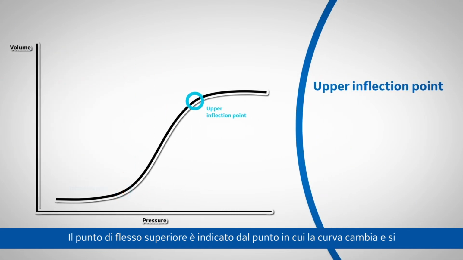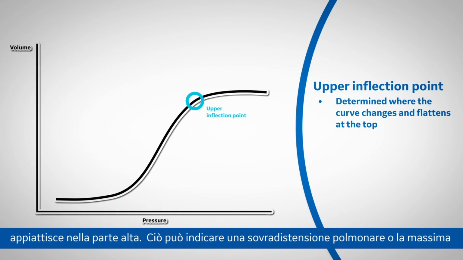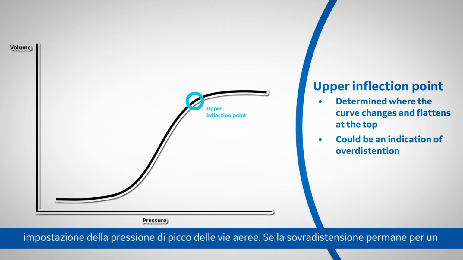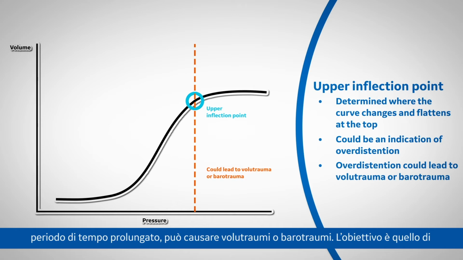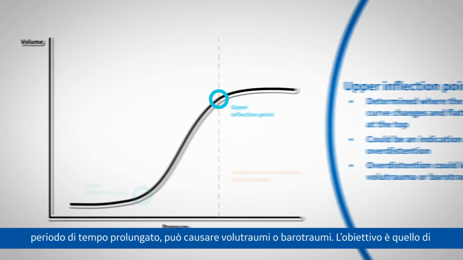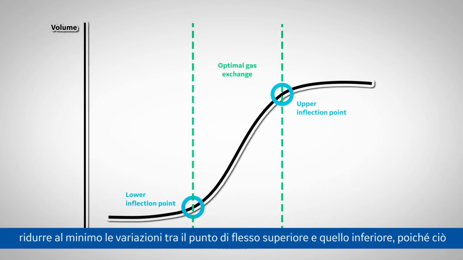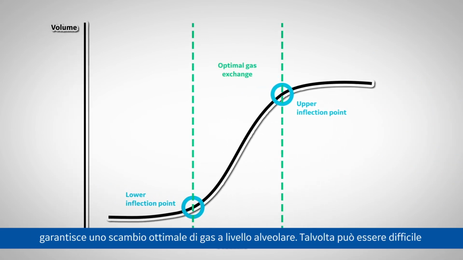The upper inflection point is determined where the curve changes and flattens at the top. This could be an indication of overdistension or the maximum setting for peak airway pressure. If overdistension occurs over an extended period of time, it could lead to volutrauma or barotrauma. The goal is to minimize changes between the upper and lower inflection points, as this ensures optimal gas exchange at the alveolar level.